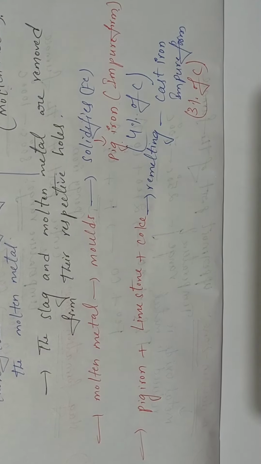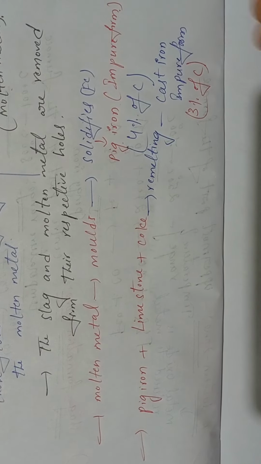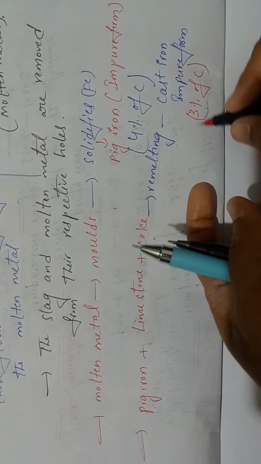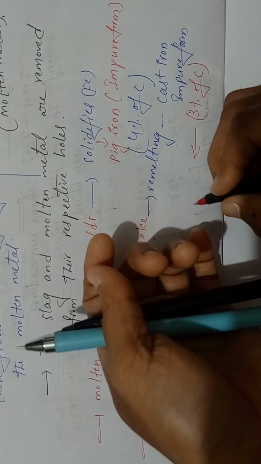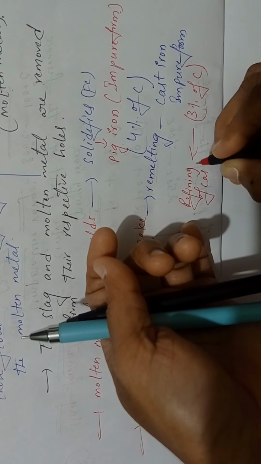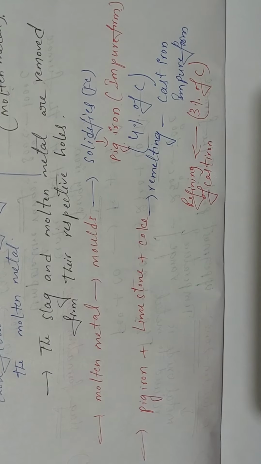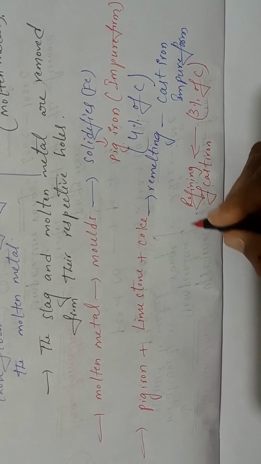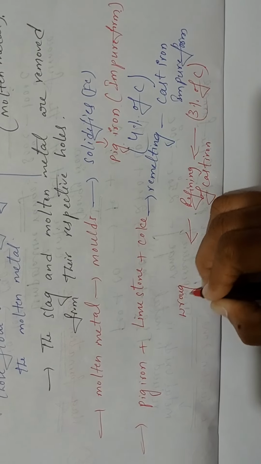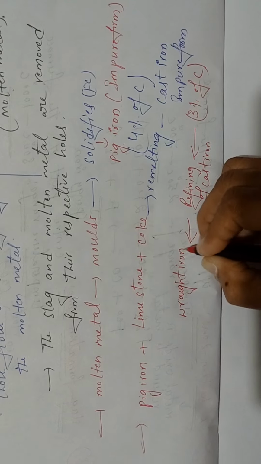Are you clear? 3 percentage of carbon is present. After this, cast iron, by the refining method, by the purification, you will get, by the refining of cast iron, students, we will get the wrought iron. Okay, we'll get wrought iron.